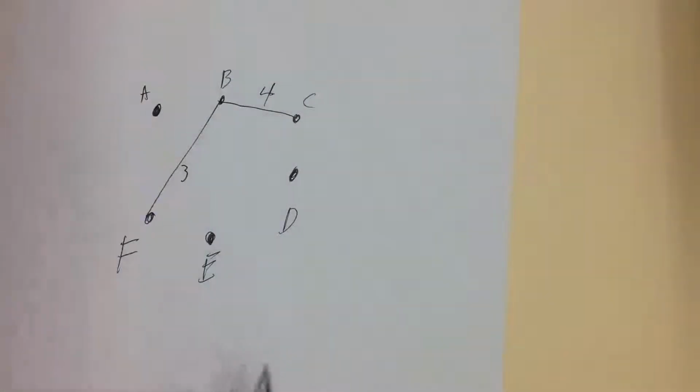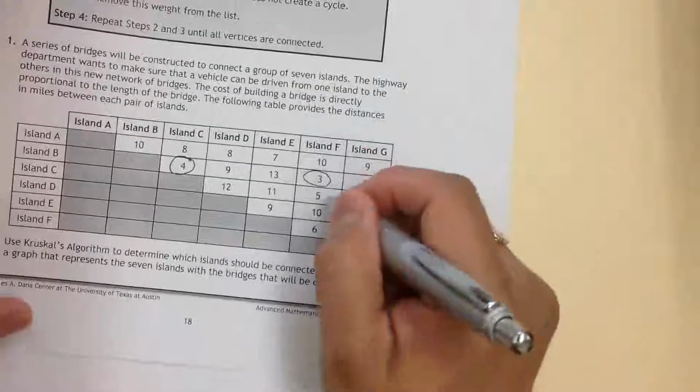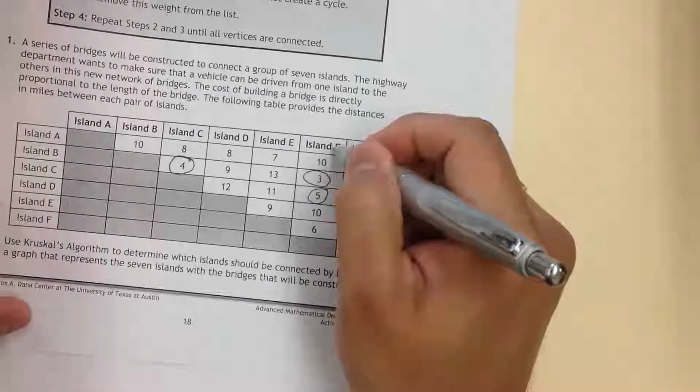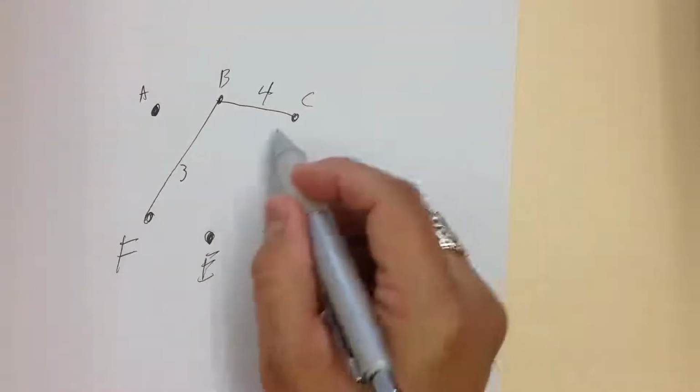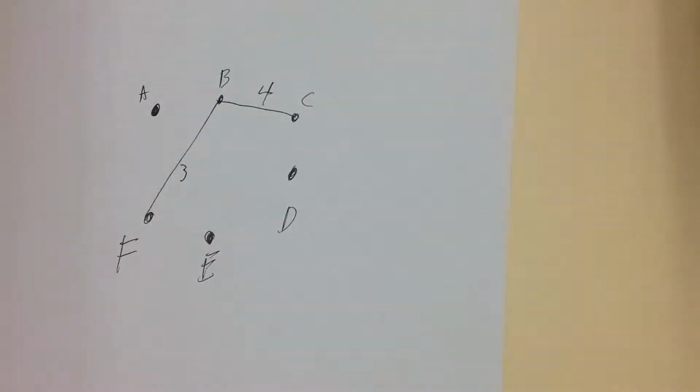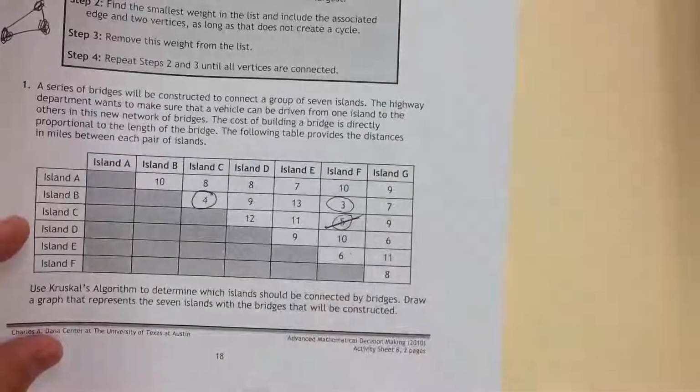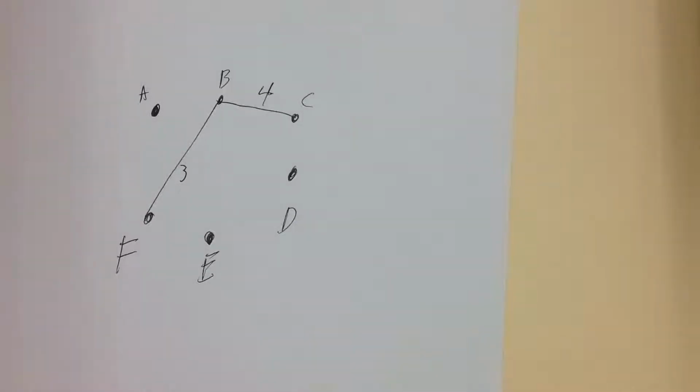The next one on our list is 5, and we find it right here. We have island F and C. So F and C, if we connect that, we'll make a cycle. So we don't want to use that one. This is a bad one. Very bad. Okay, so we go to the next one.